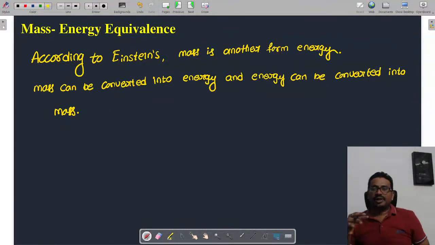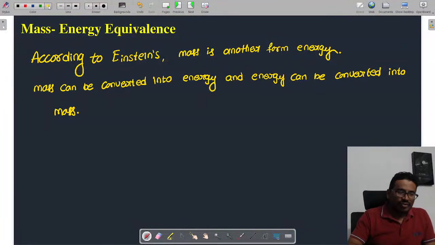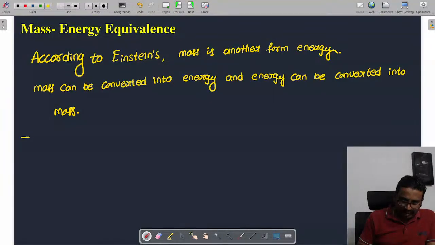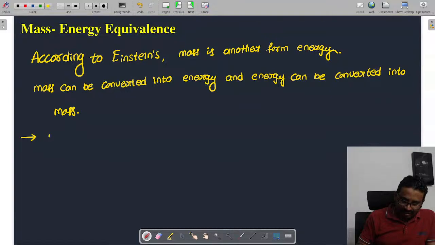If any body loses some mass, that means it has lost energy. If a body loses energy, that means the body loses mass. So if a body loses the mass, that means it lost the energy. Mass is nothing but energy, simply.